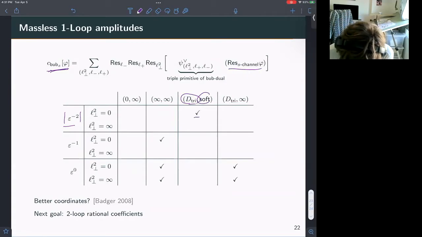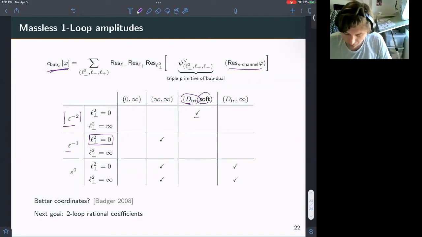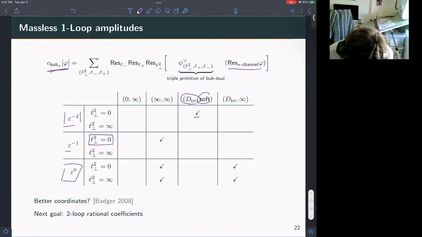So that's very physical and great. And then the 1 over epsilon term comes from where we localize to L perp squared equals 0, so essentially the 4-dimensional limit, but all the other loop momenta are going off to infinity. And the rational term gets a contribution from the loop momenta going to infinity. They can either go to infinity on the bubble cut or the triangle cut, but we get a contribution both from when L perp goes to 0 and when L perp goes to infinity.